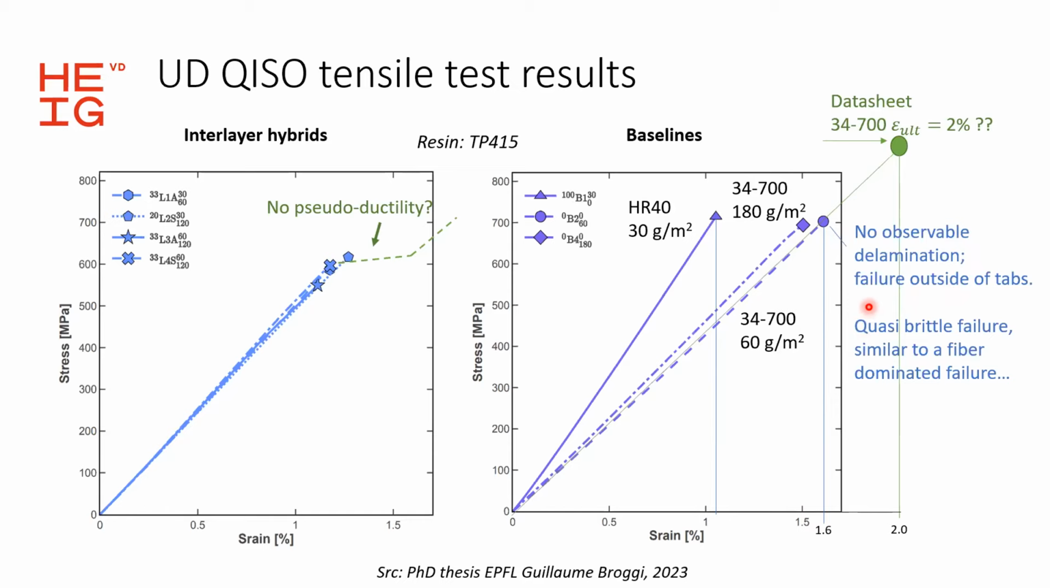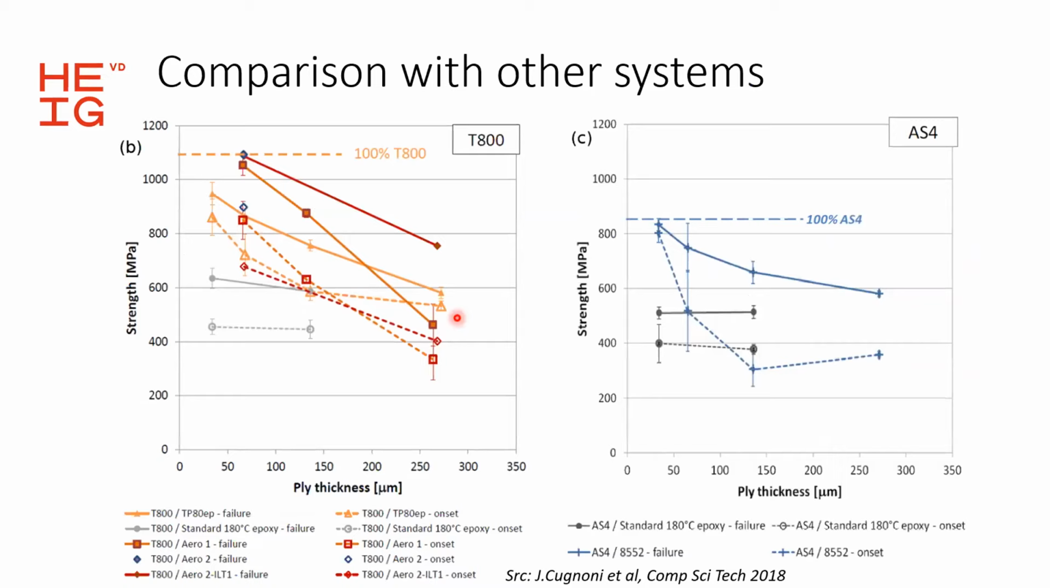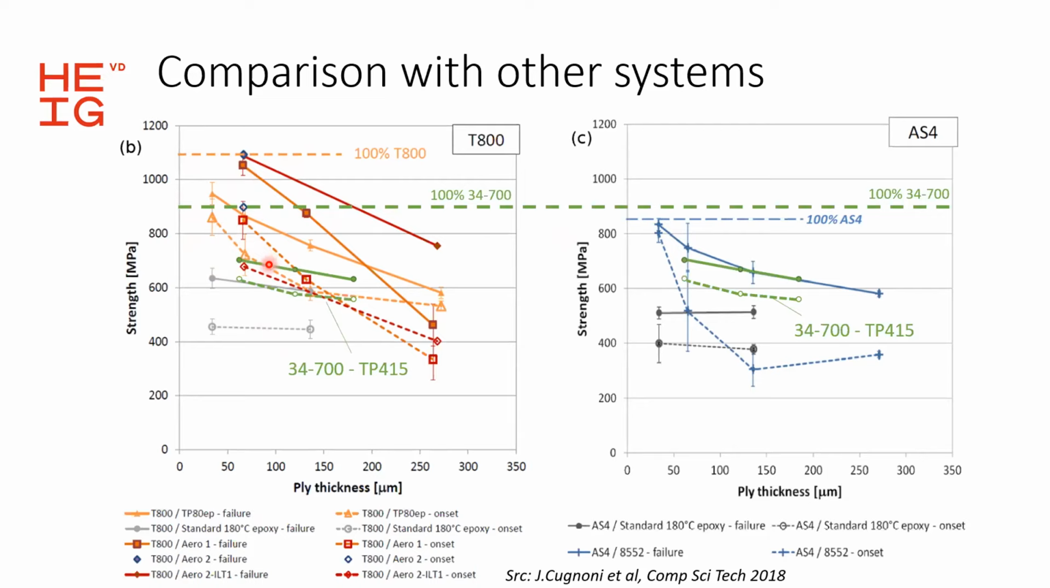So that was really surprising, because in our past research, when we studied many different systems, like here for T800 fibers, we could see that with highly toughened systems, we could reach an ultimate strain for the quasi-isotropic that was actually matching the strain of the UD ply. And this was verified for several systems here. And if we look at the system in question compared to the theoretical limit we could reach, here we could only reach about 80% of this value.